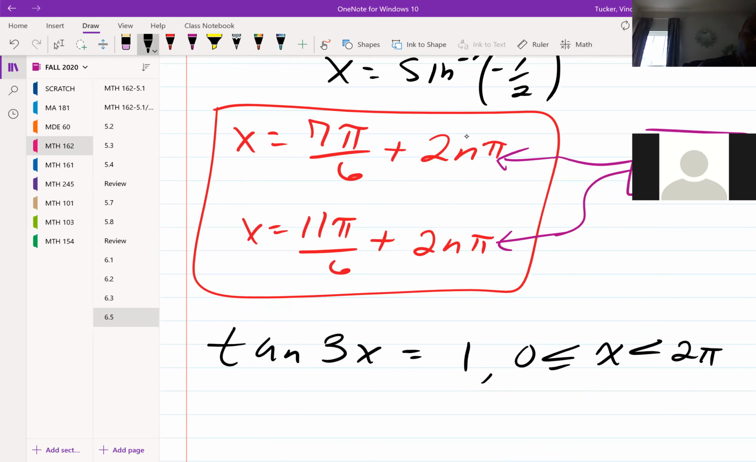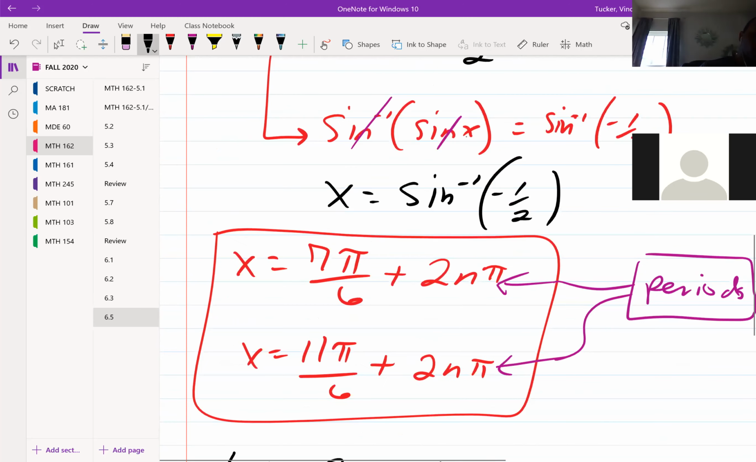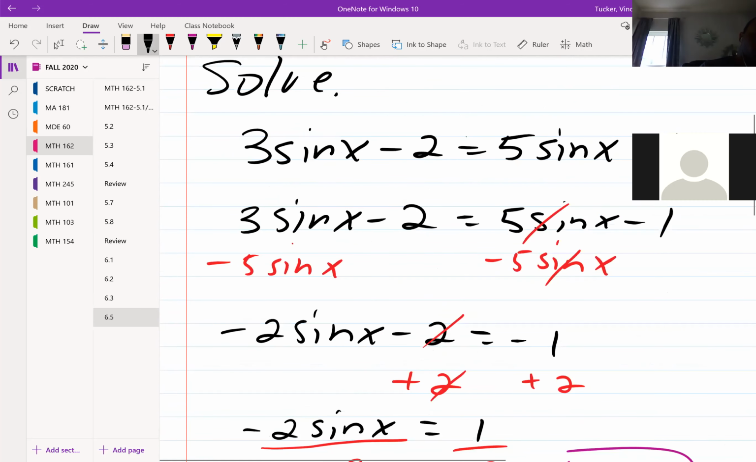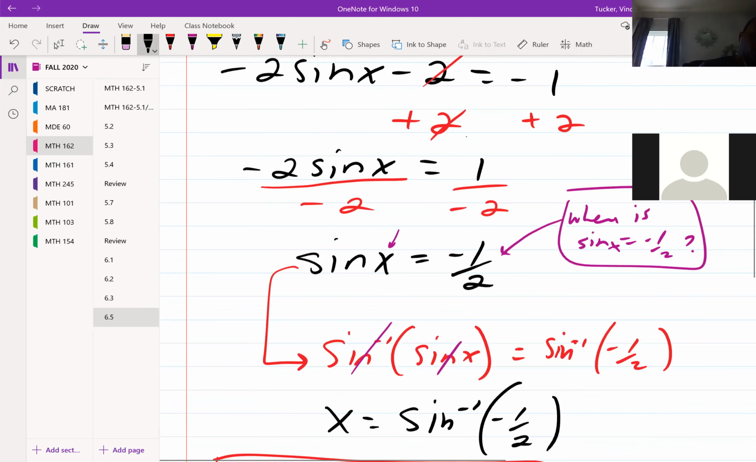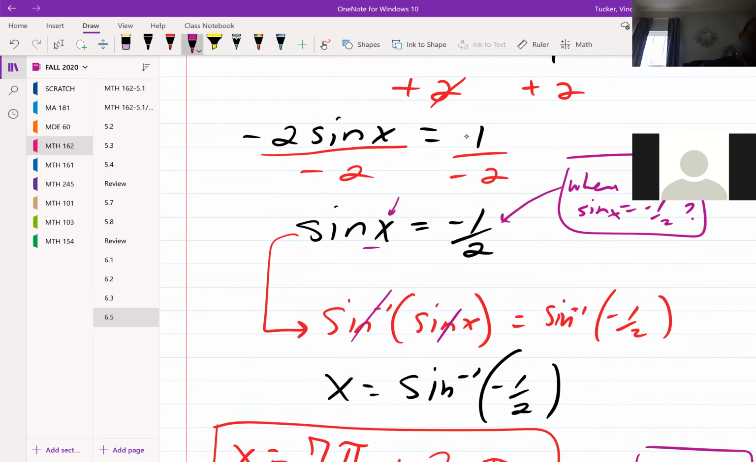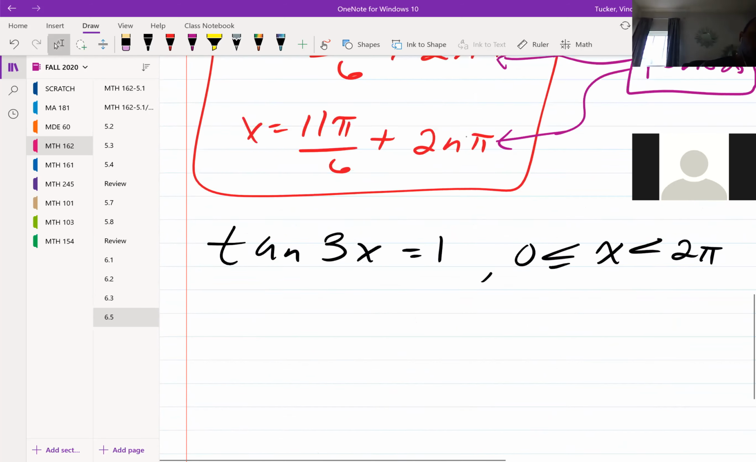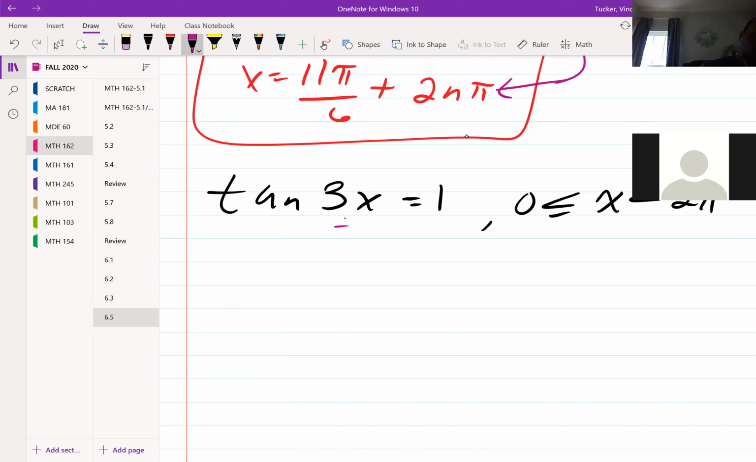All right, so here we have tan 3x equal to 1. So notice the difference between this and the last one. When we got to a certain point, sine was only being applied to x. Here we have tan being applied to 3x. So we're gonna have to consider something else or continue to solve after we get rid of tan.